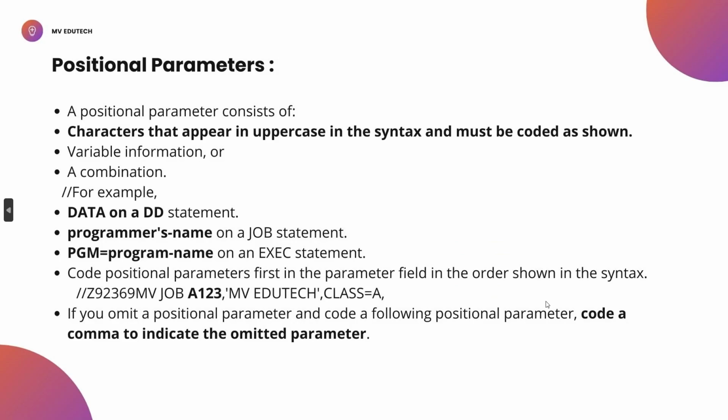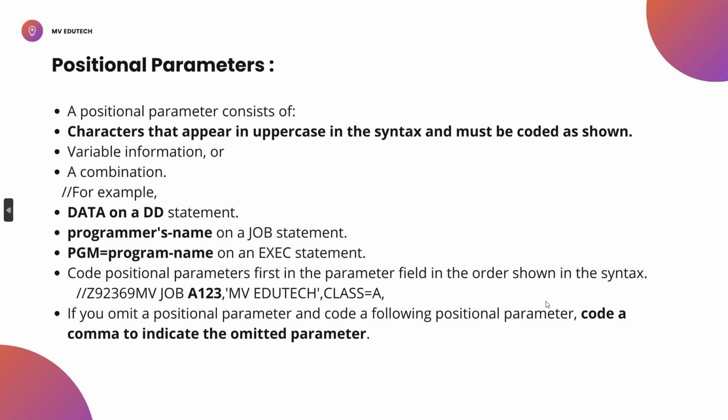A positional parameter consists of characters that appear in uppercase in the syntax and must be coded as shown. It's like variable information, meaning accounting information or data on a DD statement, and a programmer's name, PGM equals programmer name. After that, accounting information. Check the 8th point: columns 1 to 9 hold my ID, my job ID, followed by identifiers, and after that one space.